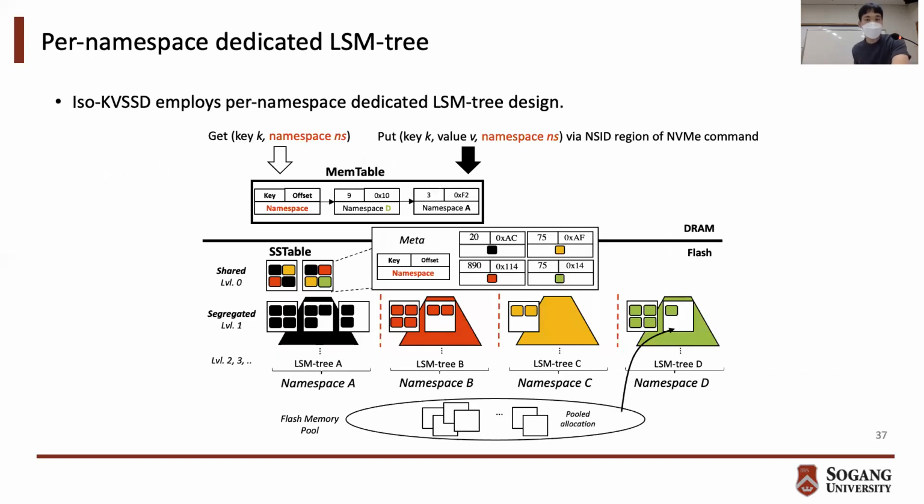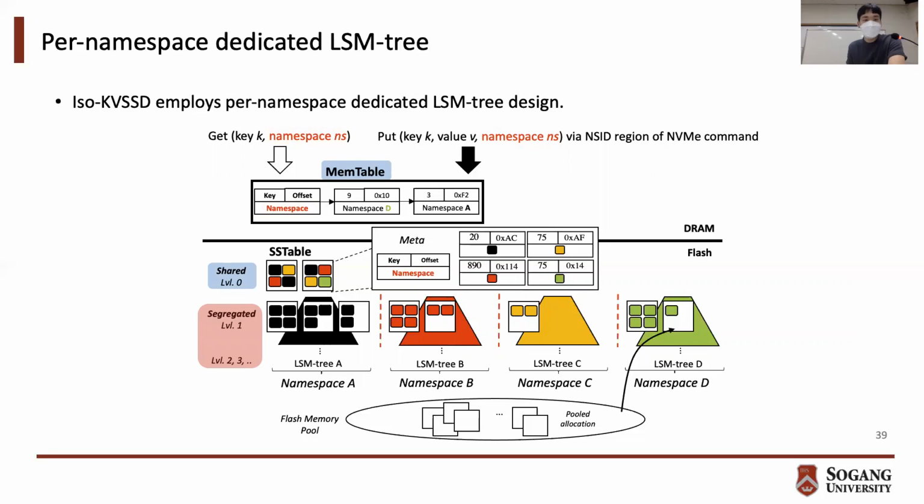This shows the overall architecture design of ISO key value SSD. First, the namespace information is transferred from the host and stored at the mem table and SS table along with the key. And ISO key value SSD allows key value data access only if both the key and the namespace match.